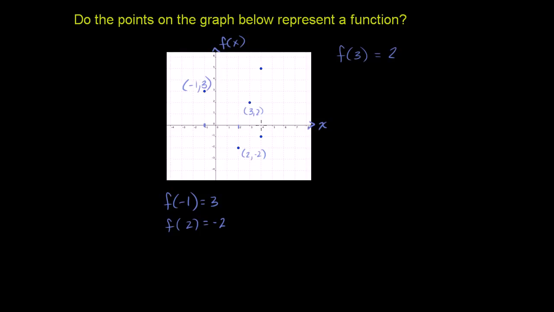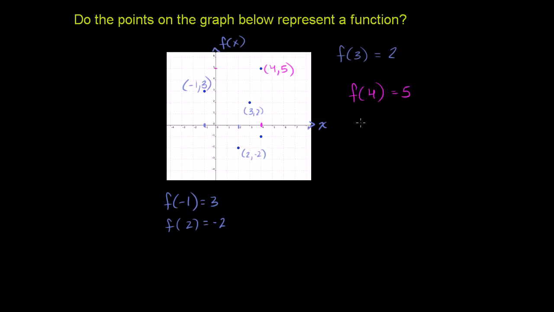Now, what about when we input 4 into the function? Let me do this in magenta. So what happens if I input 4 into my function? So this is 4 right here. Well, according to these points, there are 2 points that 4 can be mapped to. I could map it to the point 4, 5 up here. So that says if you give me a 4, I'll give you a 5.